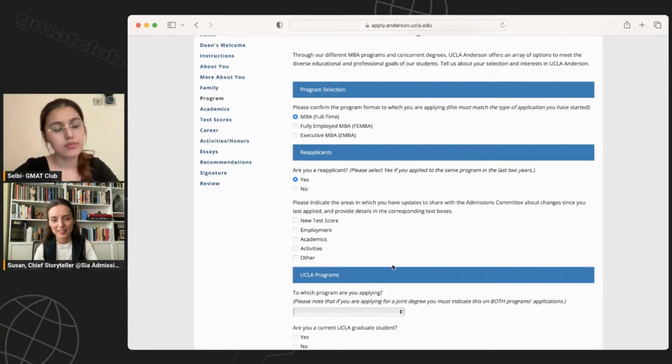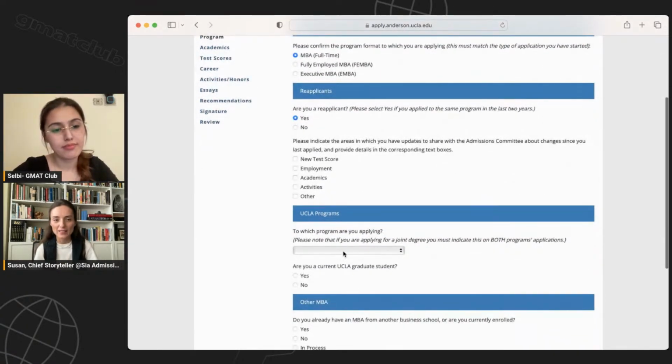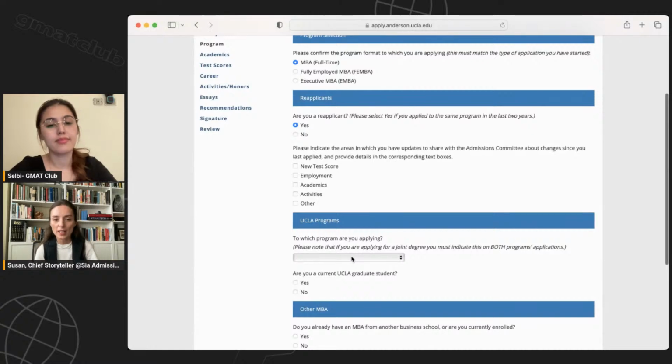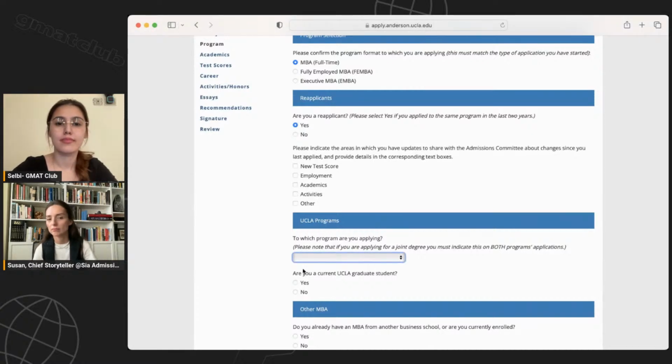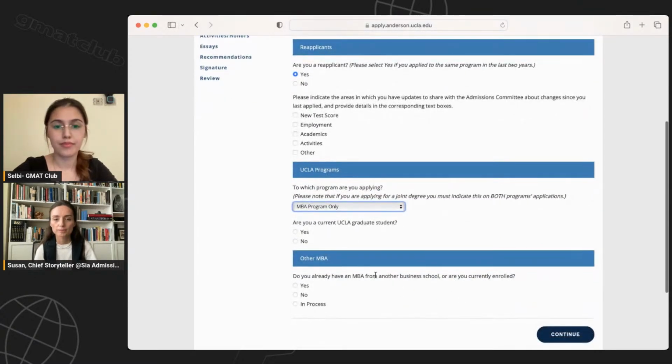Makes sense. Cool. Okay, so to which program are you applying? Obviously, you have the primary MBA program, but then you have the dual degree options that they offer. And you would choose one that best applies. We're going to stick with the full-time MBA. And if you're a current UCLA graduate student, you would tick yes. If not, tick no.